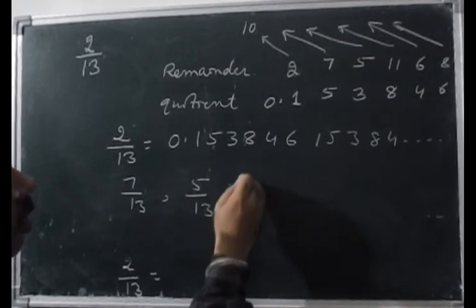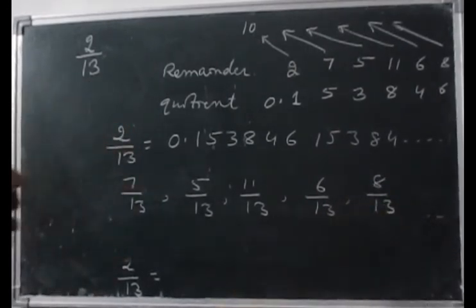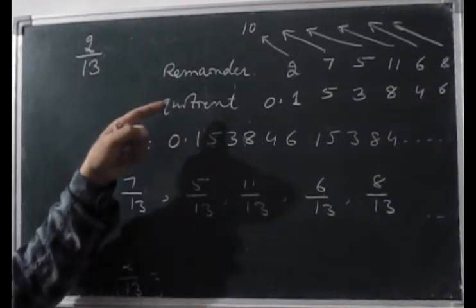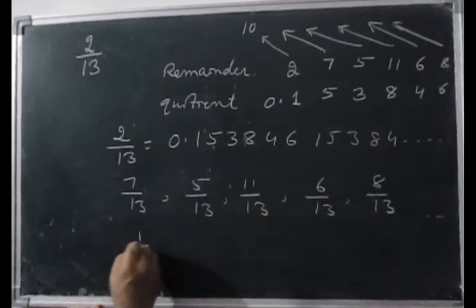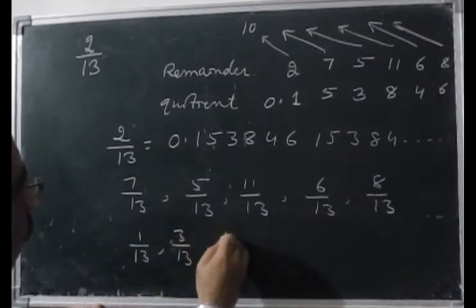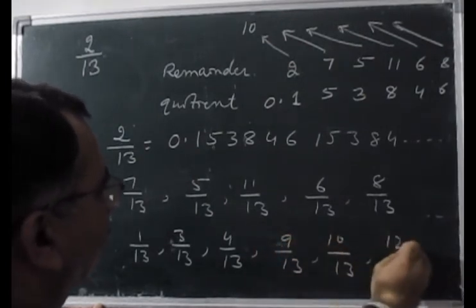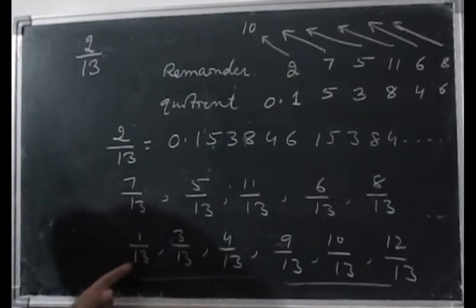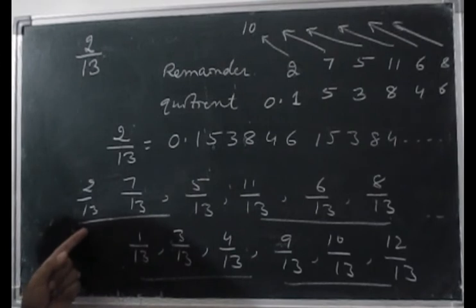Now from these remainders I can write 7 by 13, 5 by 13, 11 by 13, 6 by 13, 8 by 13. And from the previous calculation of 1 by 13, the remaining quotients could have been computed. The remaining ones were 1 by 13, 3 by 13, 4 by 13, 9 by 13, 10 by 13, 12 by 13. So these 6 can be obtained from the decimal representation of 1 by 13, and these 6 can be obtained from the decimal representation of 2 by 13.